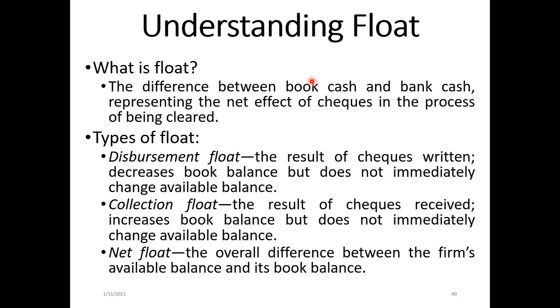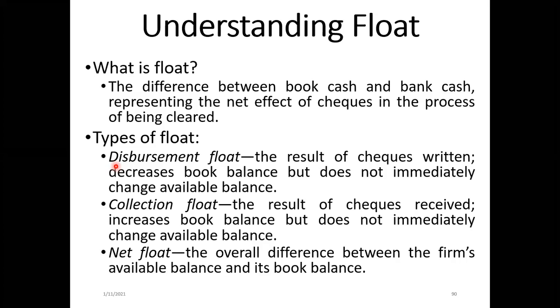The major cause for that difference is check payment. Checks are in the process, right? So, types of float. There are mainly two floats. The first one is disbursement float. When we make payment through checks, we encounter disbursement float. The result of checks written decreases the book balance but does not immediately change the available balance.